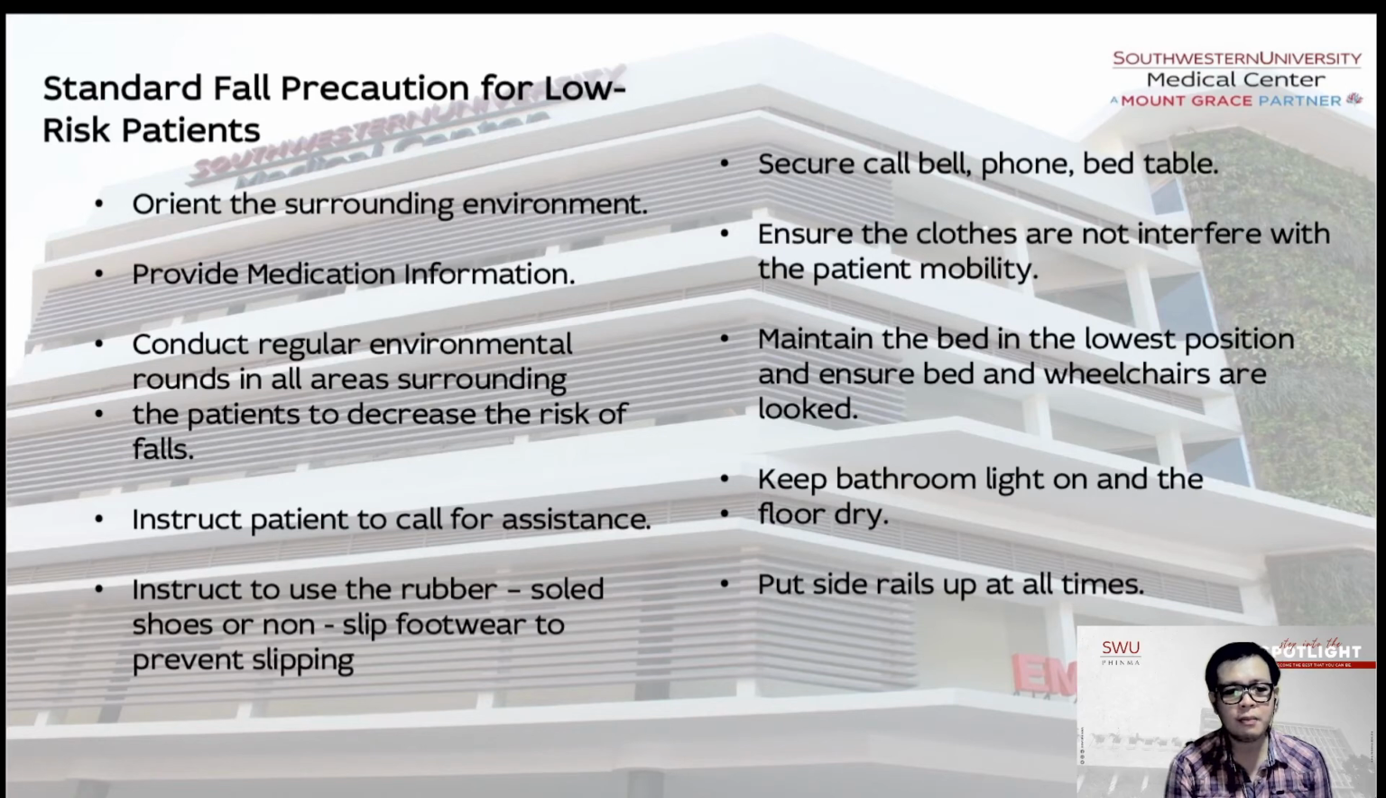Instruct the use of rubber-soled shoes or non-slip footwear to prevent slipping, at the same time footwear that would not impede their agility. Next, secure the call bell, phone, or bed table as much as possible, or the side table if necessary. Ensure the clothes do not interfere with the patient's mobility. Maintain the bed in the lowest position and ensure the bed and wheelchair are locked. Keep the bathroom light on and the floor dry, and put side rails up at all times.